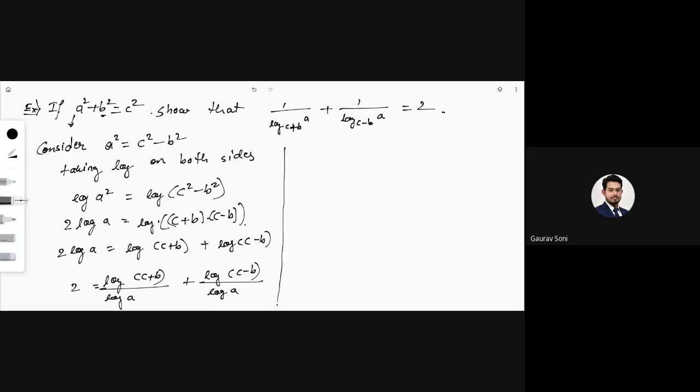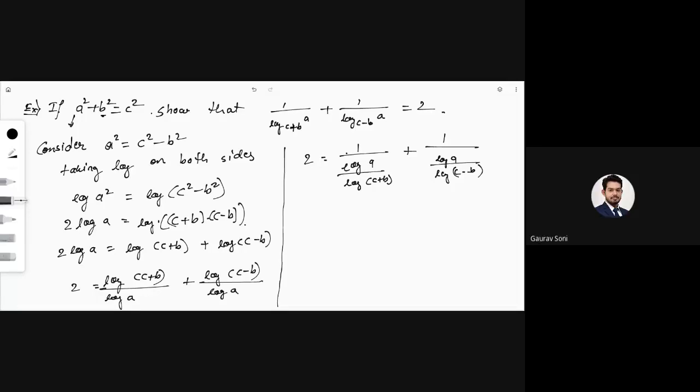So I need that thing in the denominator. So 2 is equal to 1 upon log a upon log of (c plus b) plus... Sir, can we directly write, in 2 log a is equal to log (c plus b) into (c minus b), log of c square minus b square?